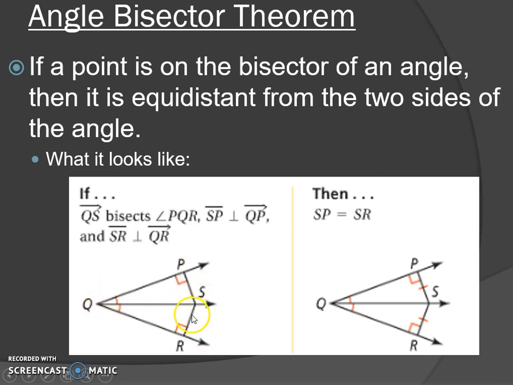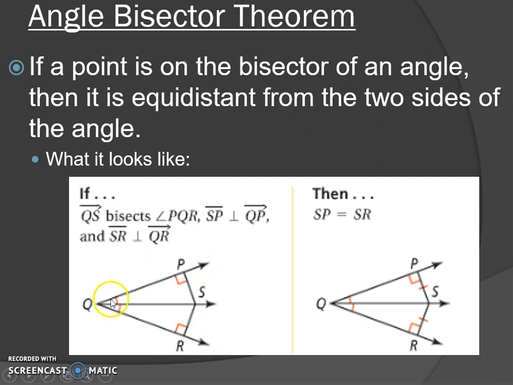And then SR is perpendicular to this QR. You can see that right here, 90 here, 90 here. So this line is perpendicular, this and this is perpendicular. If that happens, then SP and SR are equal to each other. That's the angle bisector theorem. Okay?